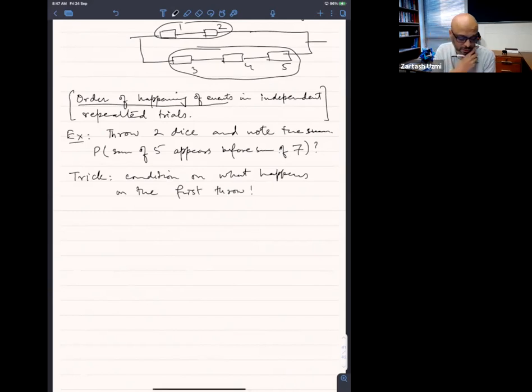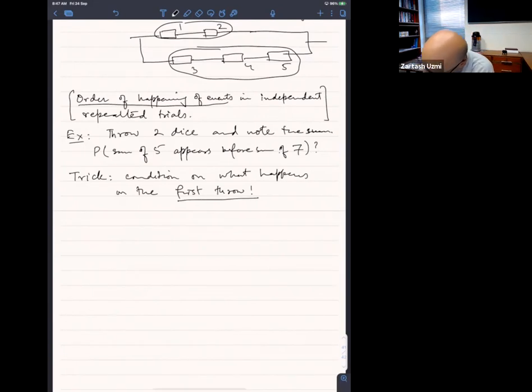Condition on what happens on the first throw. How many possibilities of something happening on the first throw? 6 possibilities. 1, 2, 3. Some have 12, not 6 possibilities. There are 2 to 12. You have 11 possibilities. Okay. So I'm going to define this event.